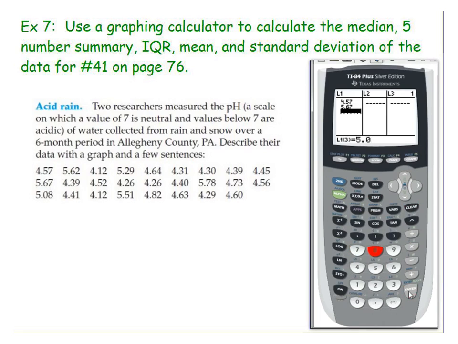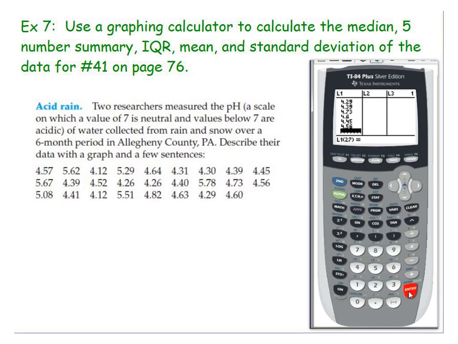5.67, 5.08, 5.62, 4.39, 4.41, 4.12, 4.52, 4.12, 5.29, 4.26, 5.51, 4.64, 4.26, 4.82, 4.31, 4.40, 4.63, 4.30, 5.78, 4.29, 4.39, 4.73, 4.60, 4.45, and finally 4.56.